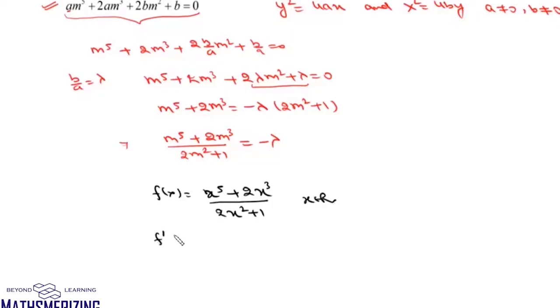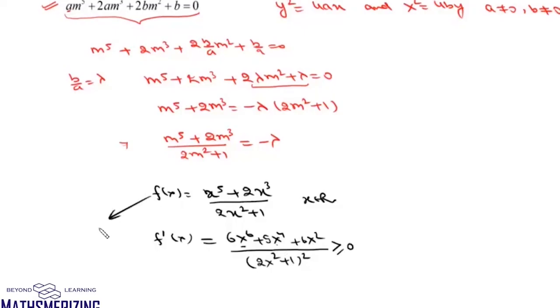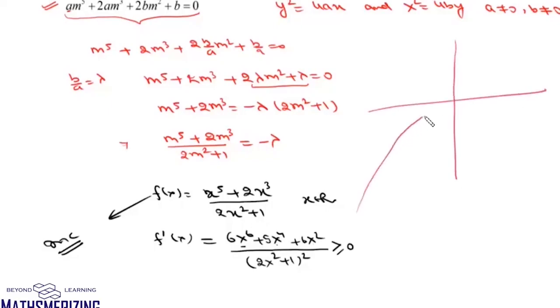Now if we differentiate this function, if we find f dash x, then the derivative of this function will be 6x to the power 6 plus 9x to the power 4 plus 6x square upon 2x square plus 1 whole square. Since all the powers of x are even powers, this expression is always greater than or equal to 0. So that means this function is an increasing function for x belongs to R. So we'll draw the graph of this function. This function will be an increasing function.